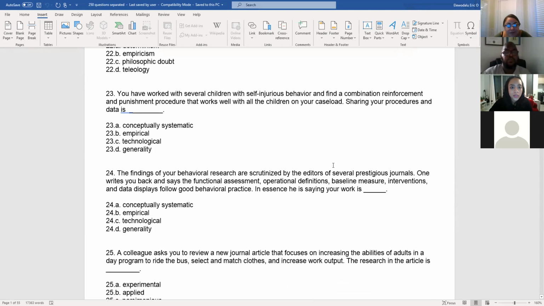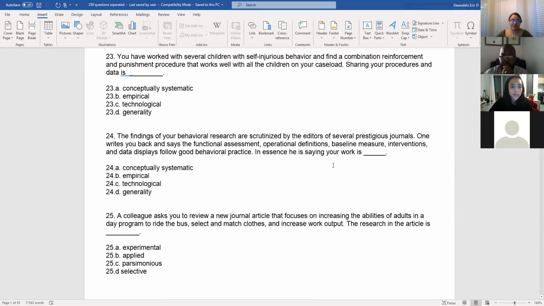Let's see. You have worked with several children with self-injurious behavior and find a combination reinforcement and punishment procedure that works well with all the children on your caseload. Sharing your procedure and data, that would be technological, right? Because you should be able to, that means sharing. Yeah, the technological has to do with replication, right? So if you're sharing it, you're hoping that someone would replicate it the same way that you did it.